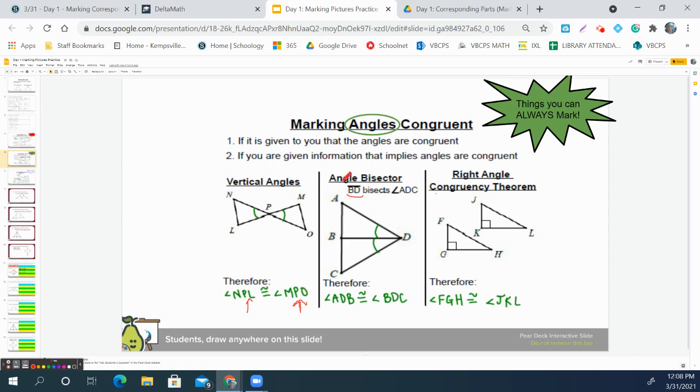And here we've got BD is the knife that cuts angle ADC in half. So this top angle and this bottom angle are congruent. All three of these angles are angle D. In order to differentiate them, you need those three letters, right?